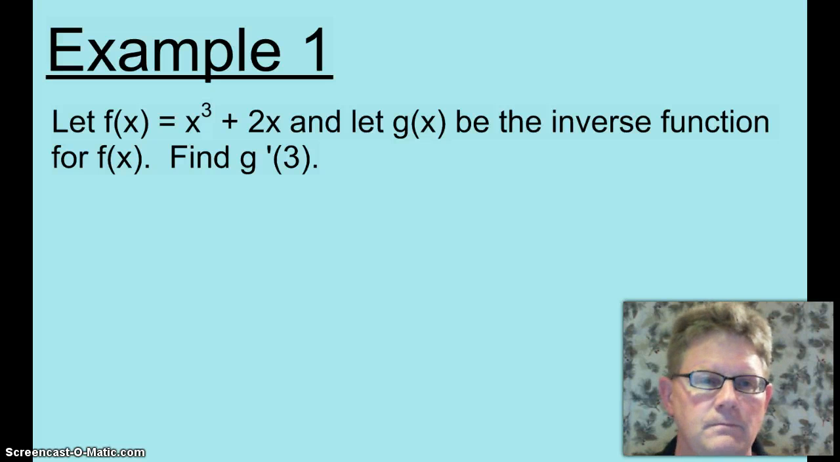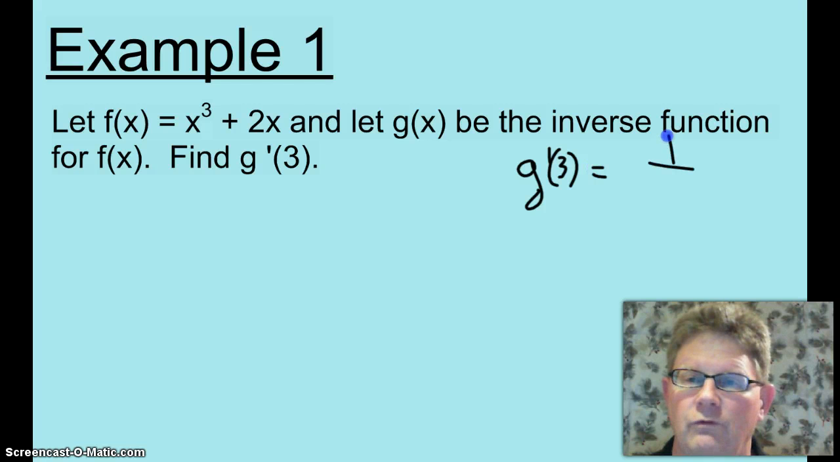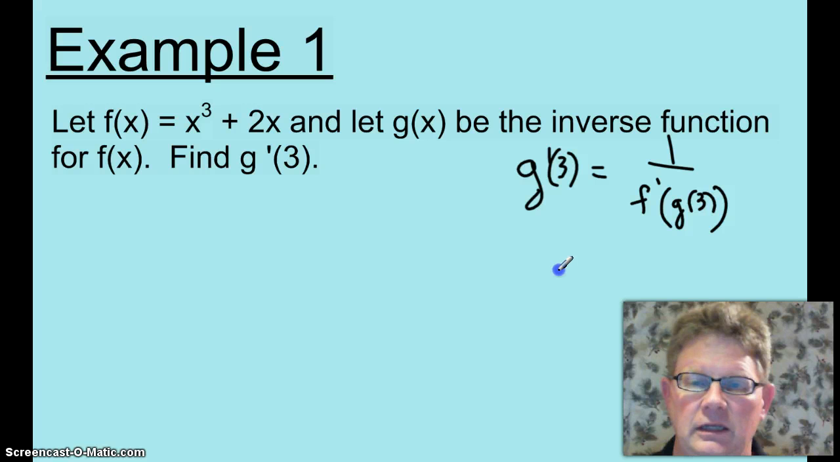Example number 1. Let f of x be x cubed plus 2x, and let g of x be the inverse function for f of x. Find g prime of 3. Alright. So we need to find g prime of 3, which is going to equal 1 over f prime of g of 3. So in order to do this problem, I need to find f prime of x, and I also need to find g of 3.